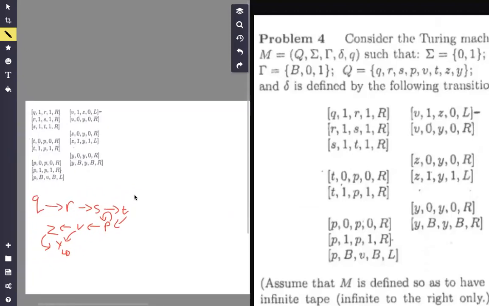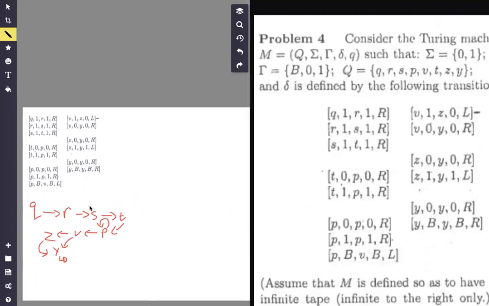Let's begin. So we're gonna go from Q to R. Okay, in order for me to go from Q to R, I need to see a 1 on my tape. So this one is mandatory. So I'm going to go from Q and then I go to R. I keep it at R1 and I move right. Now I'm in state R. And R also is the same thing. R1 needs to be here. And then I go to S.